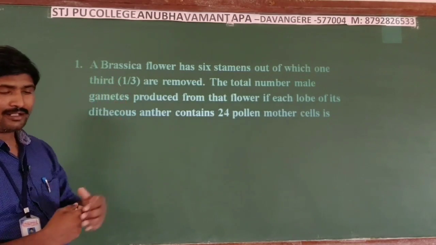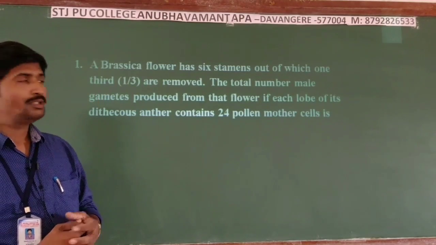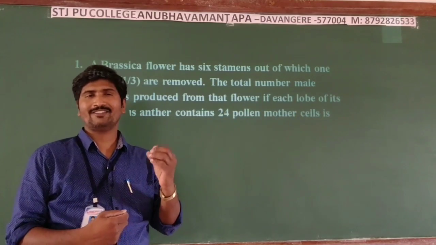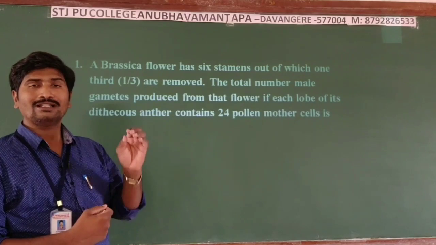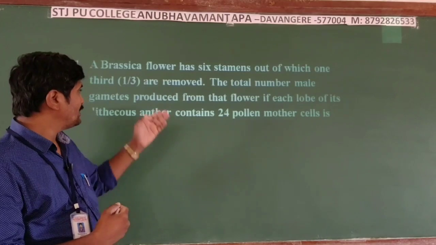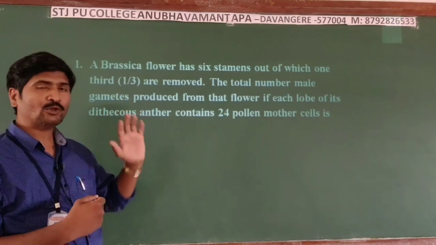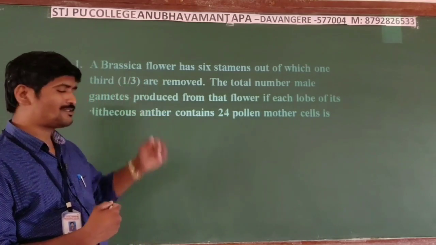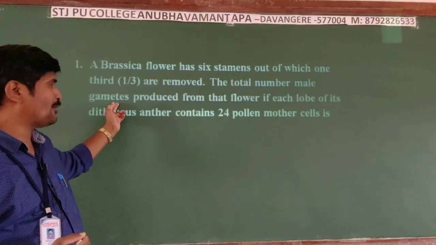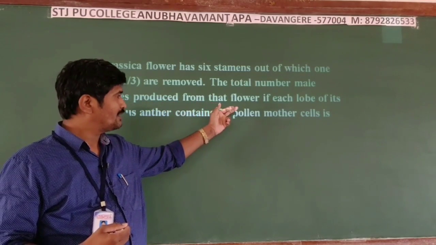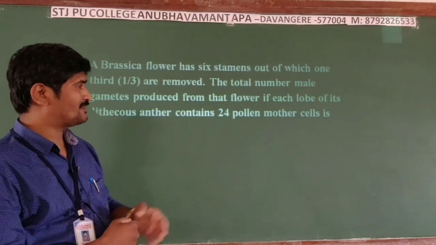Okay, brassica. This plant belongs to the Brassicaceae family. This brassica flower first of all contains a total of 6 stamens, arranged 2+4. So in 6 stamens, 1/3 are removed. And how many stamens remain in that brassica? 2 stamens. In those 2 stamens, the total number of male gametes produced from that flower, if each lobe of its dithecous anther contains 24 pollen mother cells, is.